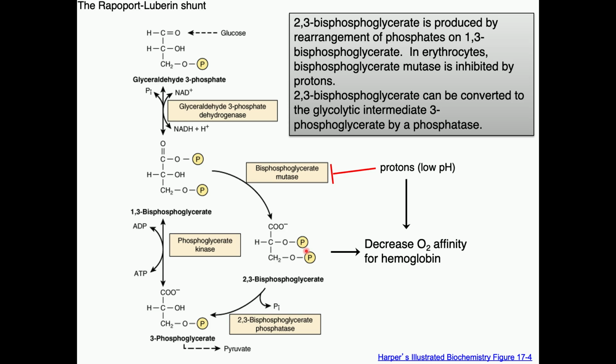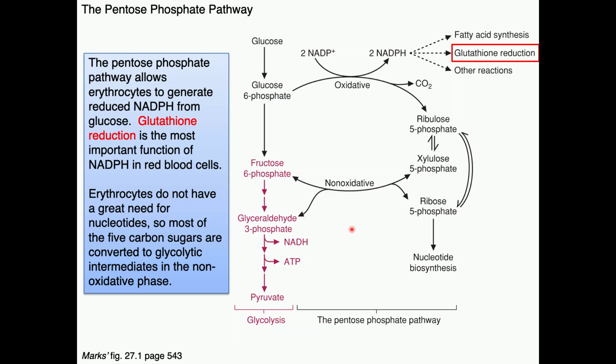There is a phosphatase that will clip off one of the phosphates to make 3-phosphoglycerate, which can then rejoin glycolysis and ultimately generate an ATP. So if you are into counting high energy phosphate bonds, if something goes through the Rapoport-Luebering shunt, you're bypassing an ATP generating step. Okay, so does it matter? Not really. The Rapoport-Luebering shunt is about making this regulator of oxygen affinity for hemoglobin. The other two shunts are really about antioxidant defense.